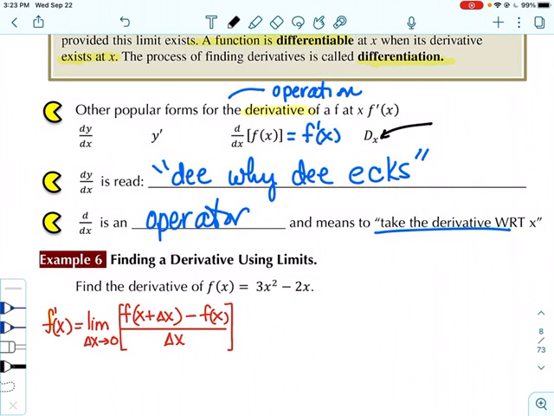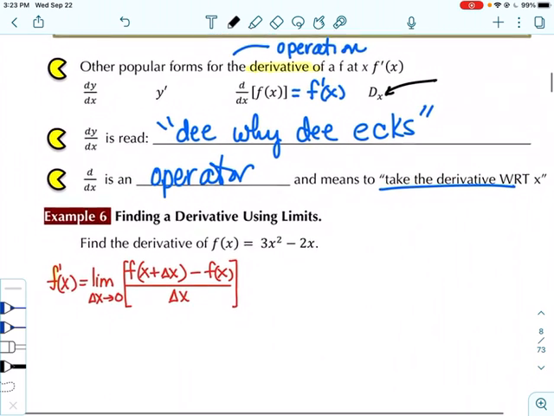That's the phonics, sounding it out kind of way of saying it. Okay, d dx is an operator and means to take the derivative with respect to x. WRT is with respect to.